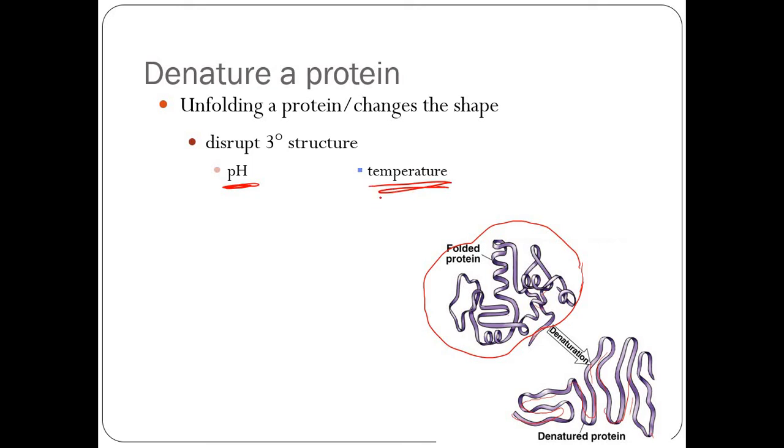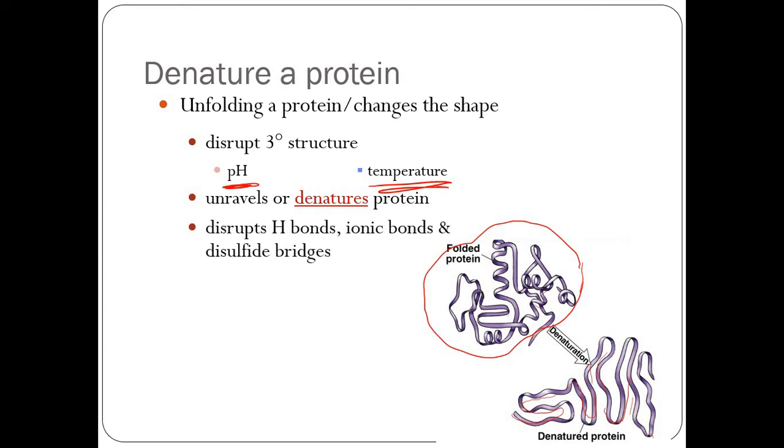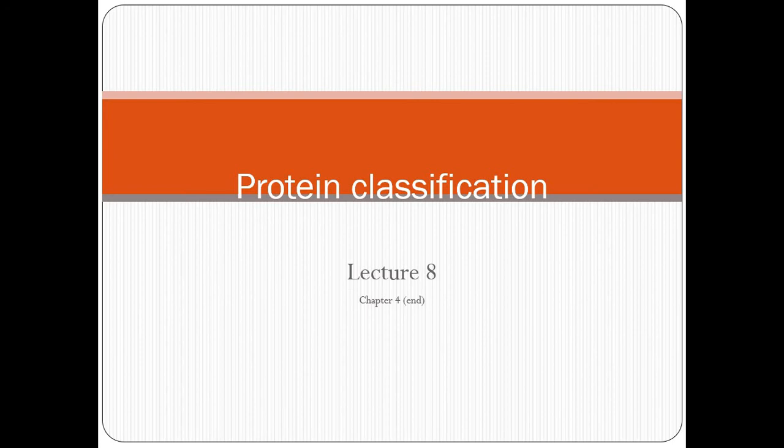So that is why a lot of proteins, a lot of enzymes are sensitive to pH and temperature, because once they experience a change in pH or a change in temperature, then the bonds that held together its structure will break. Okay, so it unravels or denatures a protein. So unfolding a protein means the disruption of H bonds, the ionic bonds, and disulfide bridges. Okay, so it destroys the functionality.